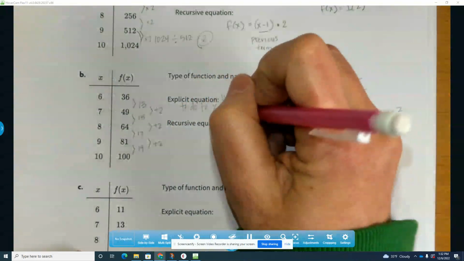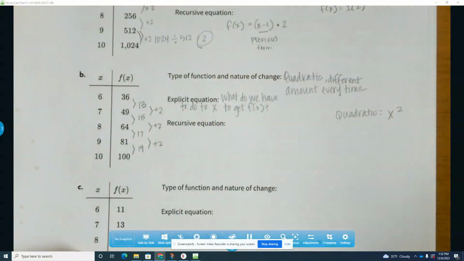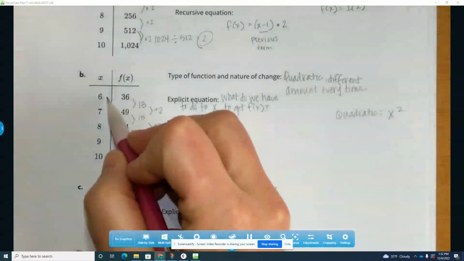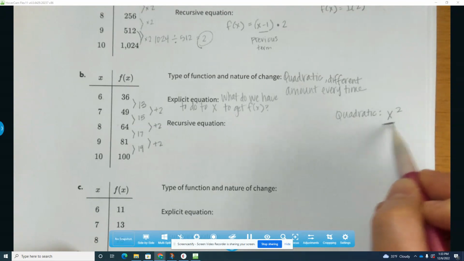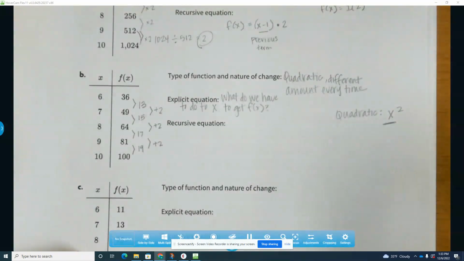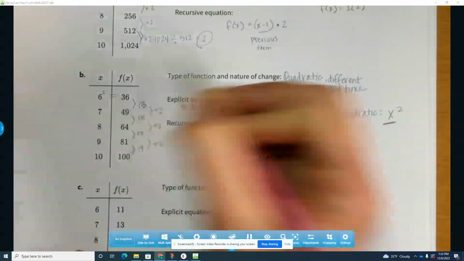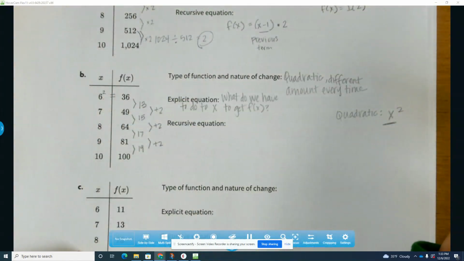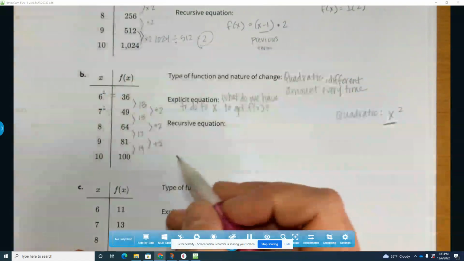Okay, what do we have to do to x to get the f of x value? Okay, and the first thing that's easiest to do is just try squaring x, because we always know that a quadratic will have a square in it somewhere. So we always start by squaring it to see if that'll get us to our answer or close to it. And in this case, it gets us our answer exactly. But let's see if it works all the way down.